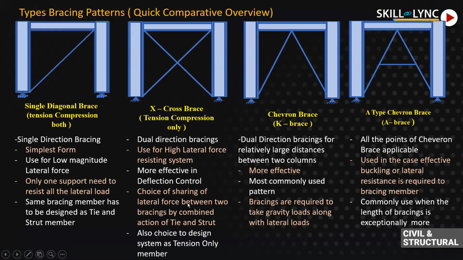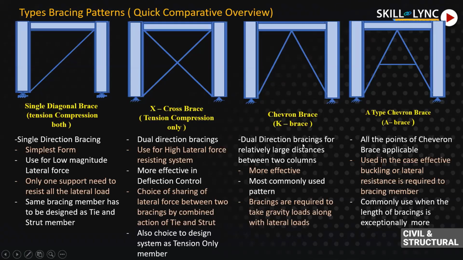Choice of sharing of lateral force between two bracings by combined action of tie and strut. This could be possible. When you say tension-compression only, we can use it on both as well, like the dual of these. So both will take tension and compression, and the effectiveness will increase much more compared to tension only. Also, there is a choice to design the system as a tension only member, as we discussed. The tension only can be done.